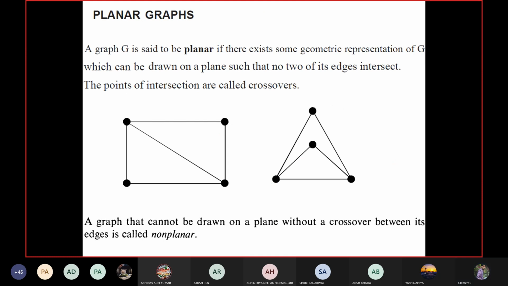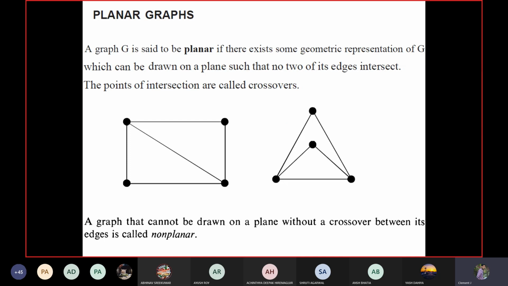Planar graphs. Here there is only one point. If in your graph no two edges are intersecting, then such a graph is called a planar graph. For example, if two edges are intersecting, in that case that graph is called a non-planar graph. If no two edges intersect in the given graph, such a graph is called a planar graph.